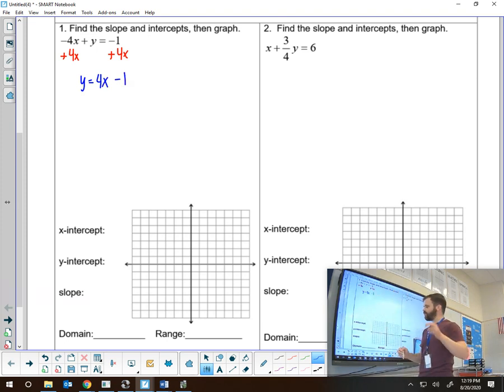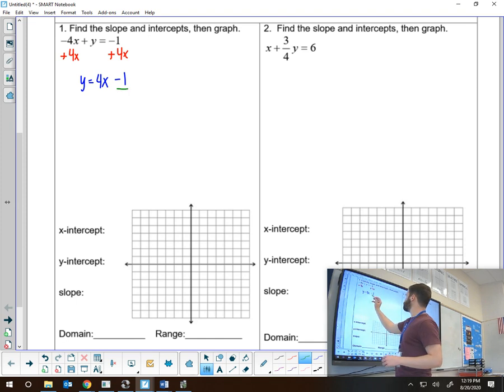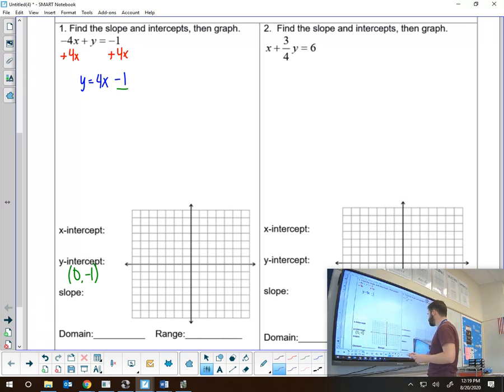And just like that, we can tell what my y-intercept is and what my slope is. My y-intercept is right there, right? So here's my y-intercept. My y-intercept is going to be at 0, negative 1. And my slope is what's being multiplied to my x. So my slope is going to be equal to 4.